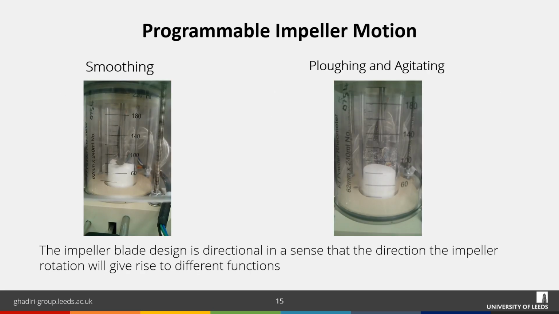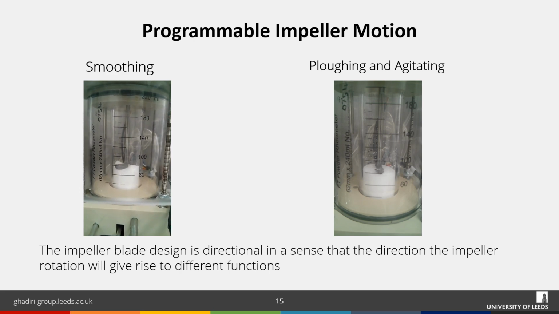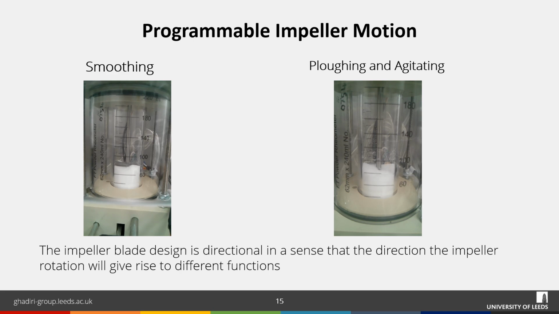Just to show you some videos of the new test rig in action, on the left we have the impeller rotating clockwise, which gives a smoothing effect, and on the right the impeller is rotating anti-clockwise, which simulates the plowing and agitation process of the agitated filter bed dryer. The impeller blade design is directional in a sense that the directions of the impeller rotation will give rise to different functions.